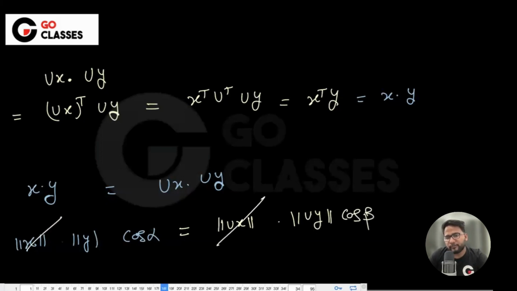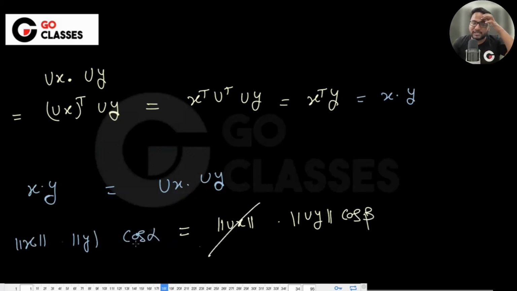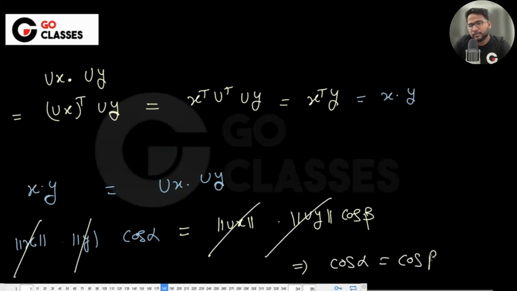Since this and this are the same, right? We have already proved that the length is the same. So this and this are the same. Similarly, this and this are the same. So from here you can say cos alpha equals cos beta, which means alpha equals beta, right? Which means alpha and beta are the same. So basically, for now you can take my word: if you multiply by any orthonormal matrix, let's suppose this is theta, then it will only do pure rotation.